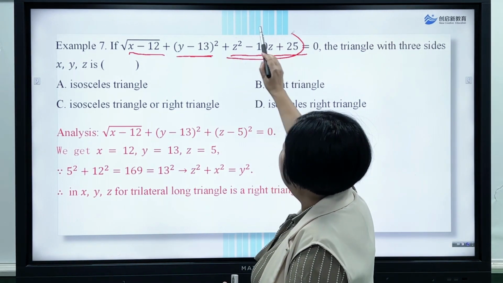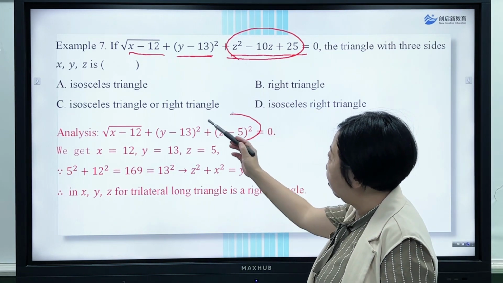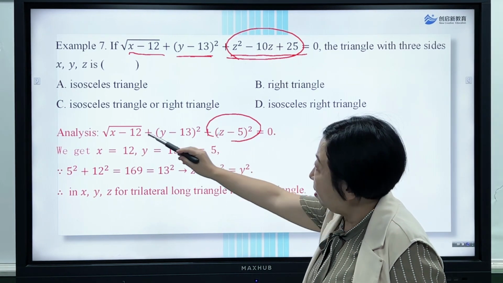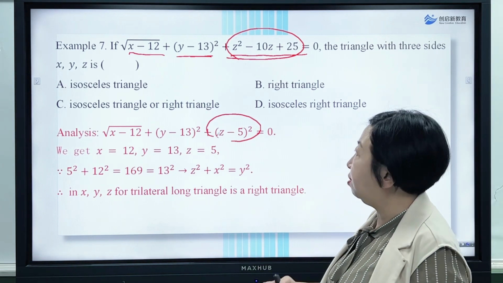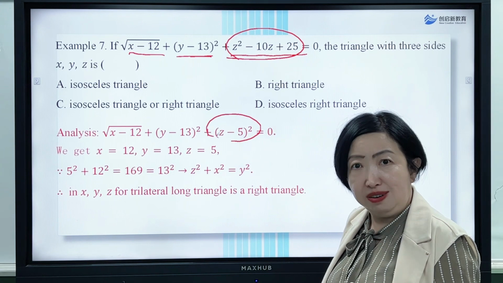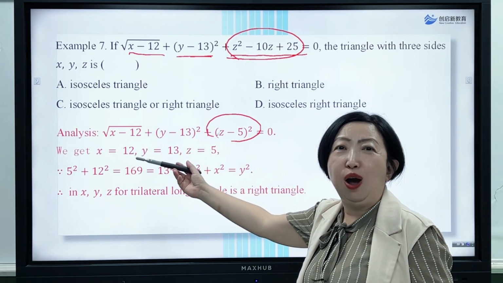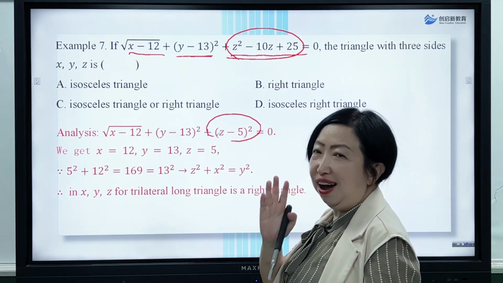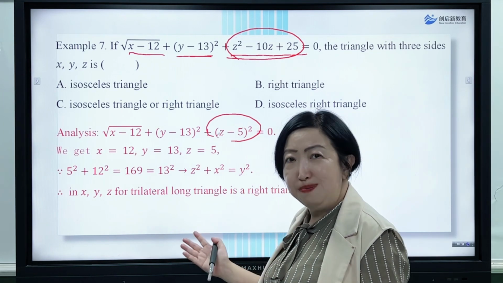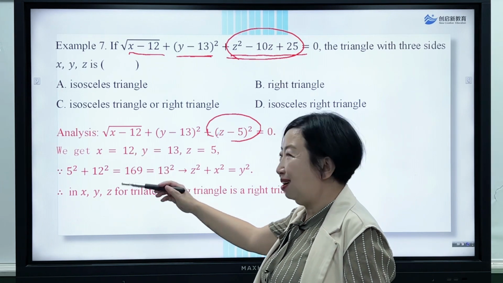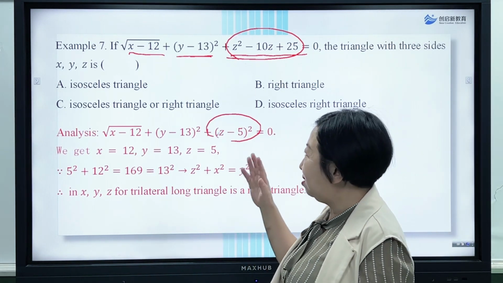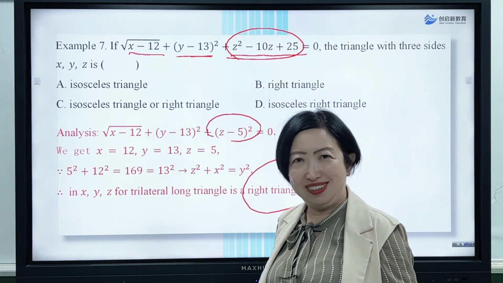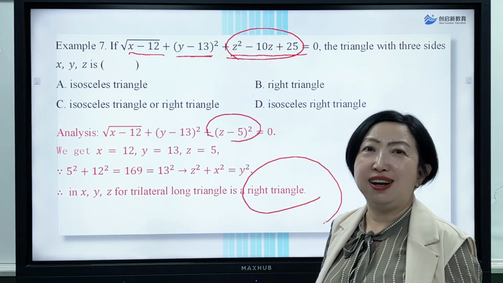And here we can change it into a perfect square: the square of z minus 5. Okay, they are all above or equal to 0, so we know they are all 0. So x is 12, y is 13, and z is 5. So we know the square of 12 plus the square of 5 equals the square of 13. So it's a right triangle. So B is the right answer.